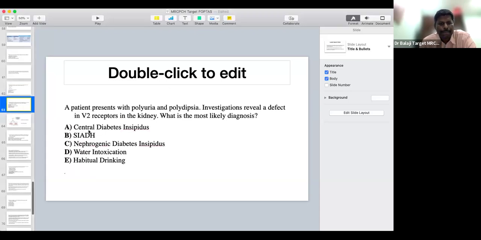Okay. Then this, I think, is straightforward: polyuria, polydipsia. Investigation revealed that there is a defect in the V2 receptor in the kidney, which means that it is nephrogenic diabetes insipidus. Okay.